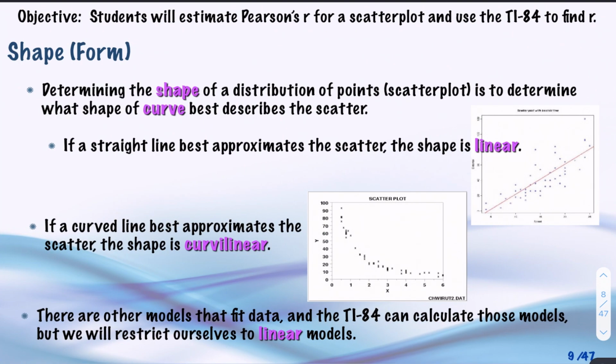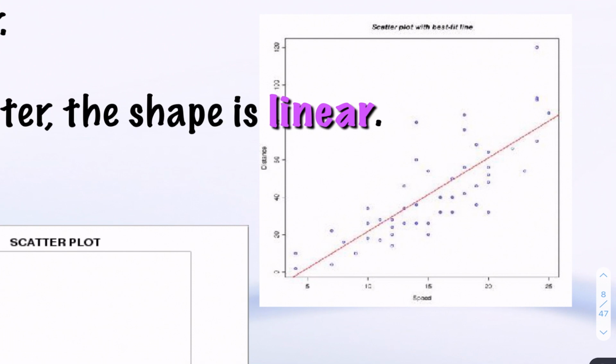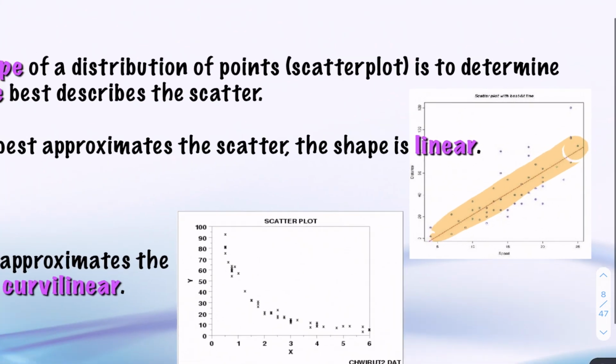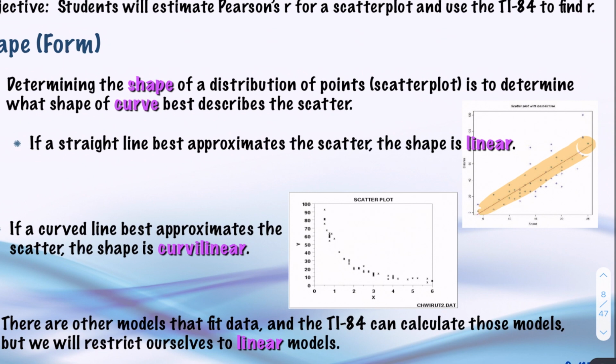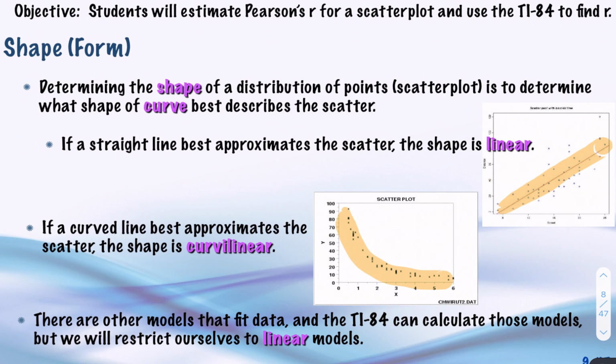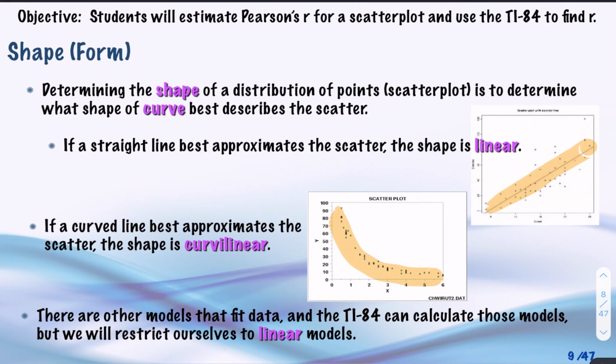Next comes shape, or form. To determine the shape of a scatter plot is to determine what shape the curve best describes the scatter. So obviously, if it's a straight line, we call that linear, which makes sense. If it's not a line, we call that curvilinear. We will spend plenty of time in Chapter 10 linearizing, or making a curve into a line, so that we can do this type of analysis. So think, is it a line or is it curvilinear?